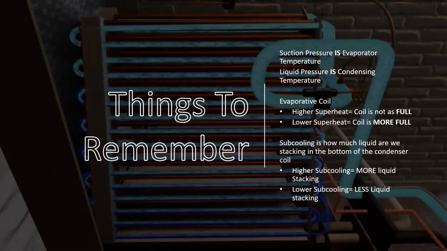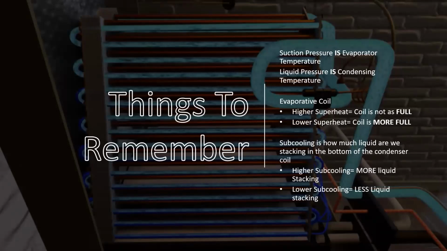Now, when we talk about subcooling, subcooling is how much liquid refrigerant we are stacking in the bottom of that condenser coil. Higher subcooling, more liquid stacking. Lower subcooling, less liquid stacking.